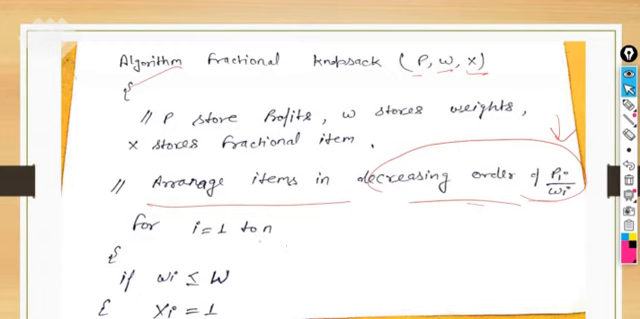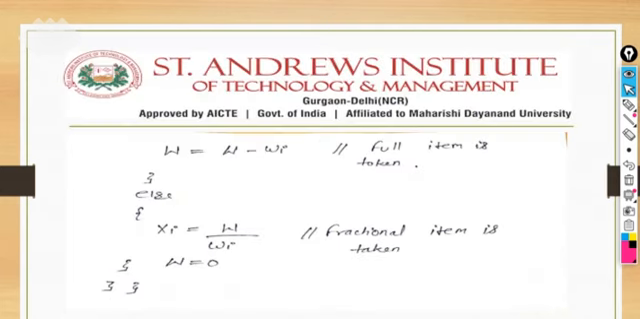For that purpose we have a for loop here, i from 1 to n. That means any number of items you can insert here. If the item weight is less than or equal to the knapsack weight, then take it completely and subtract the item weight from the knapsack, because it has already taken the space in the knapsack. Now you can subtract that space from the knapsack, as we have already seen in the previous example.